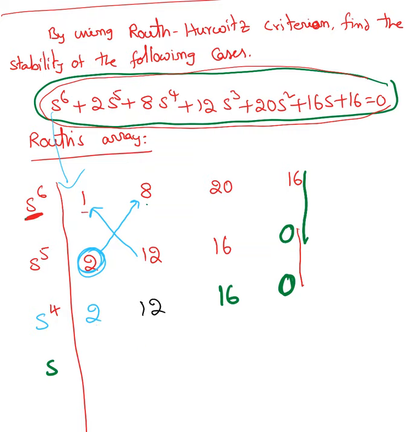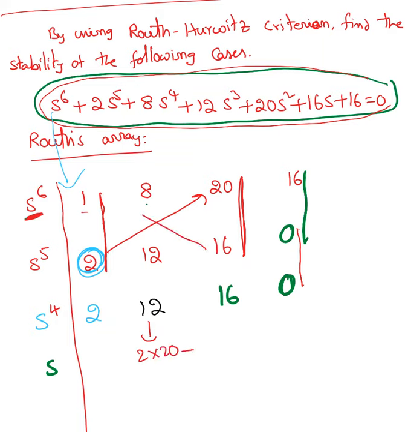The next one is 12. How did I get the 12 there? I'm going to keep the first column elements the same, but I'm going to take the remaining two elements. So to get 12, it's going to be 2 times 20 minus 16 times 1, divided by 2. So 40 minus 16, 24, divided by 2, which is 12. I end up getting 12 there.